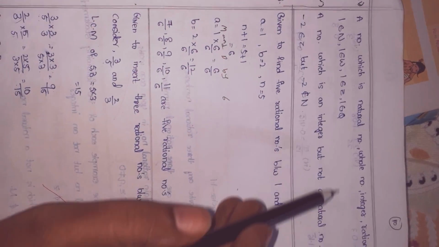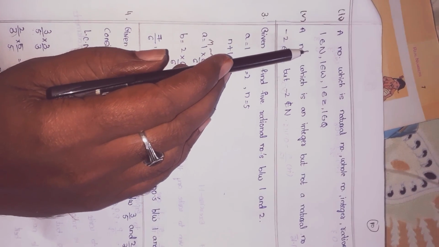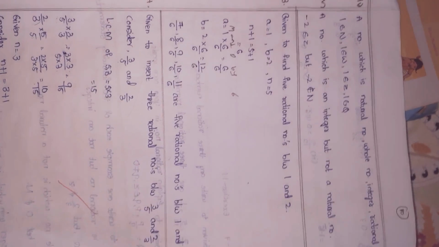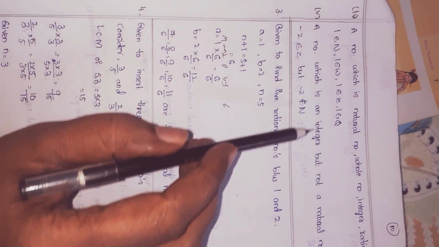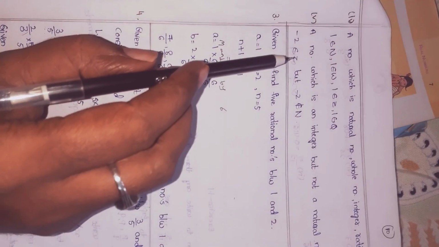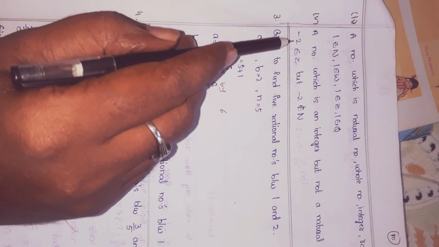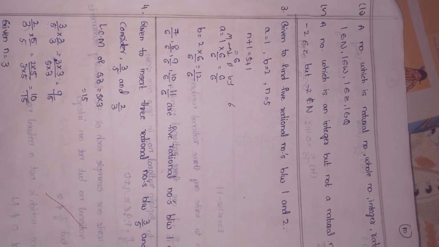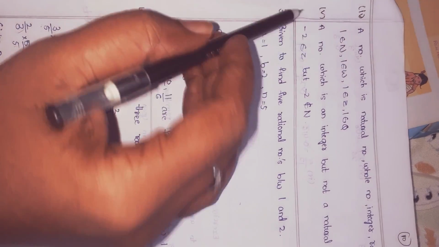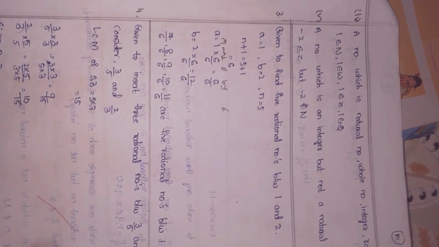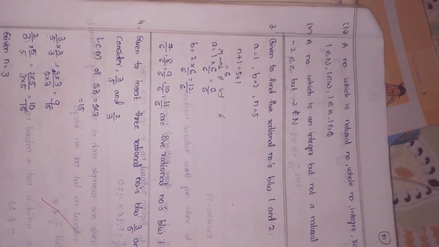Is it clear, children? In this fourth one, children, a number which is natural number, whole number, integer, rational number is asking. So 1 belongs to natural number, 1 belongs to whole number, 1 belongs to integer, 1 belongs to rational number. Condition satisfied. Next, a number which is an integer but not a natural number. So a number which is an integer but not a natural number means, so take negative. Minus 2 belongs to Z, but minus 2 does not belong to N. So you can take here any negative number, children, not only minus 2, okay? Any negative number. So minus 2 belongs to Z, but minus 2 does not belong to N.